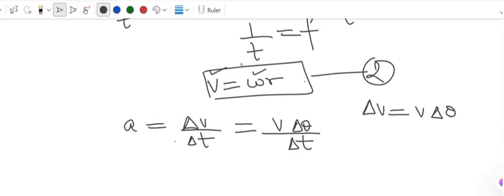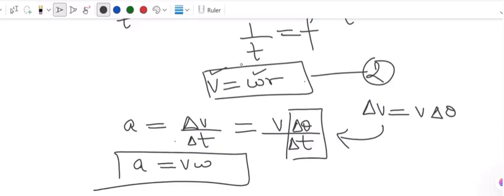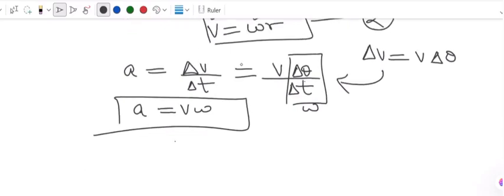So basically here what is happening is I'm writing this particular thing in the place of this. That's it. I have changed nothing. Or even you can write it as V omega, because delta theta over delta T is omega. Understood or not? Any doubts? Are you sure?